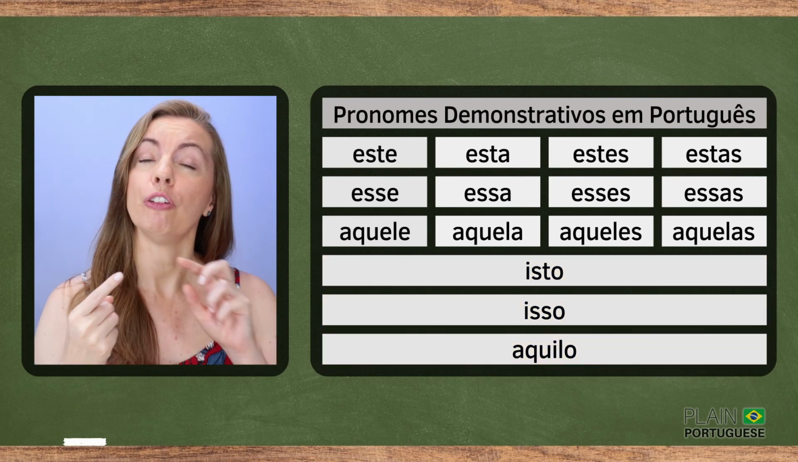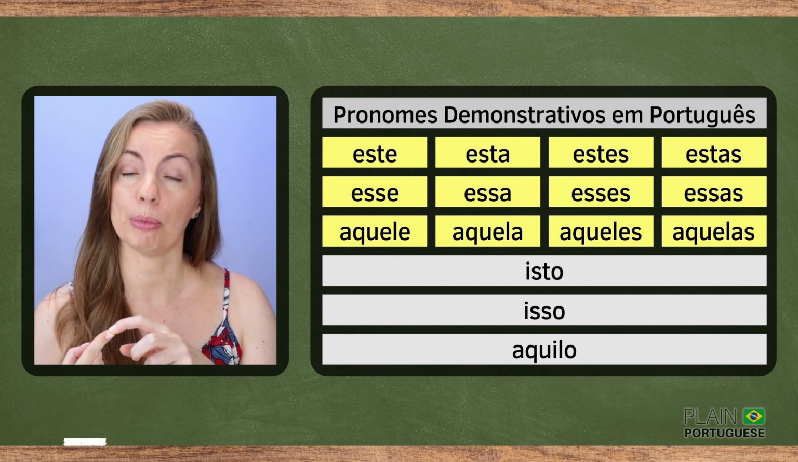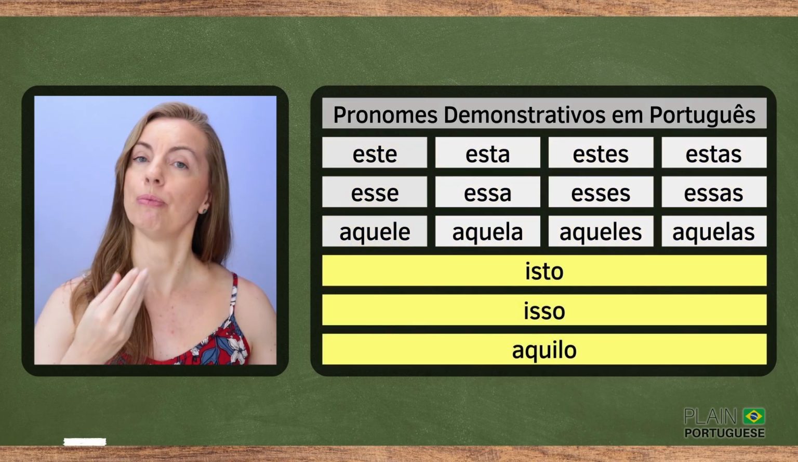In today's lesson, we'll first see how to use the demonstrative pronouns that are variable, and then we'll compare them to the neutral ones. By the way, today our focus is not to compare what's in the book versus what is found in spoken language. There is a lesson on the channel about that, and the link to it is in the box below. So, how are the variable demonstrative pronouns used?